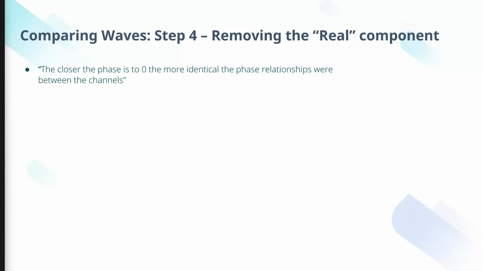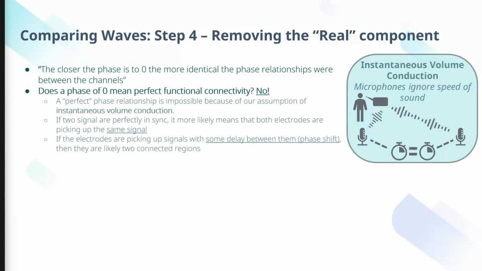So let's focus on that part. The closer it is to 0, the more identical the phase relationship was between the channels. So does that mean that 0 is perfect? No. We're going to go back now to that instantaneous volume conduction assumption. A perfect phase relationship is impossible because of this assumption of instantaneous volume conduction. If two signals are perfectly in sync, more likely it means that they're both reading the exact same signal, not two regions talking to each other. But if they have some phase shift between them, then they might be two connected regions.